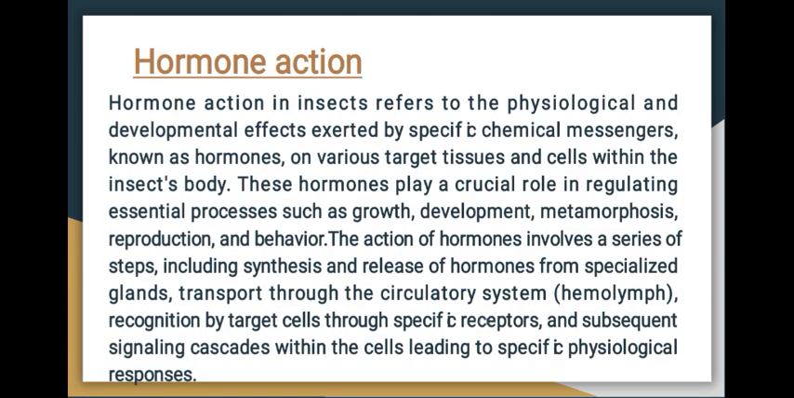So, hormone action in insects refers to the physiological and developmental effects exerted by specific chemical messengers known as hormones on various target tissues and cells within the insect's body. Same is the case with humans. These hormones play a crucial role in regulating essential processes such as growth, development, metamorphosis, reproduction, and behavior. The action of hormones involves a series of steps, including synthesis and release of hormones from specialized glands, transport through the circulatory system, hemolymph, then recognition by target cells through specific receptors, and subsequent signaling cascades within the cells leading to specific physiological responses.